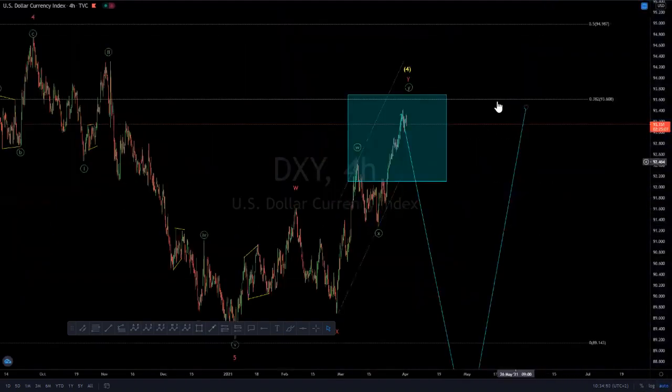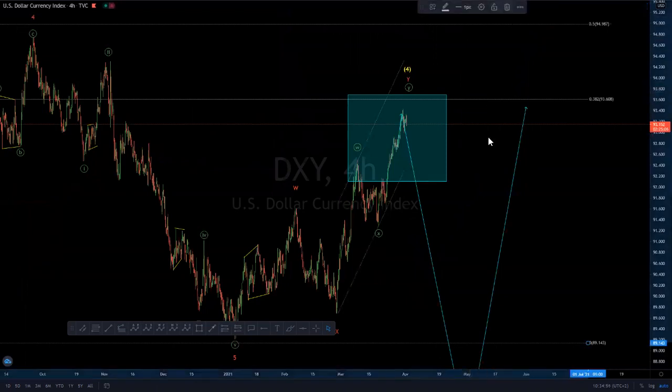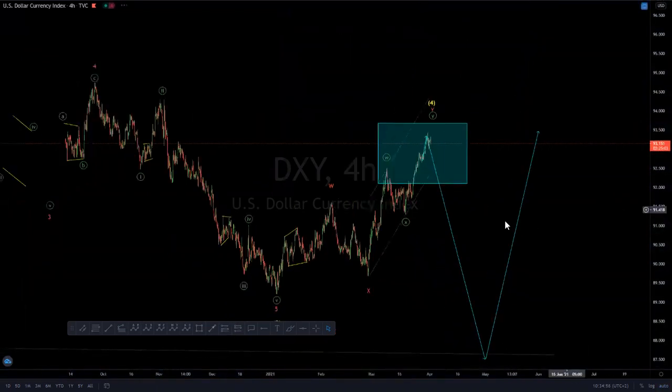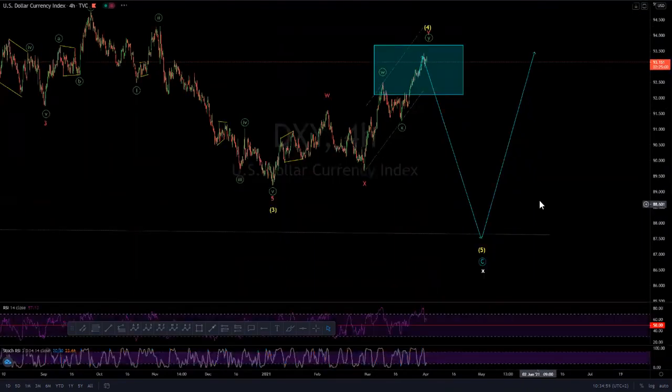All right, so we're in this blue box area here. Let me just delete those. Right, so let's look at the indicator. We are still getting that move to the upside. We are still trading above the 50 mark here.